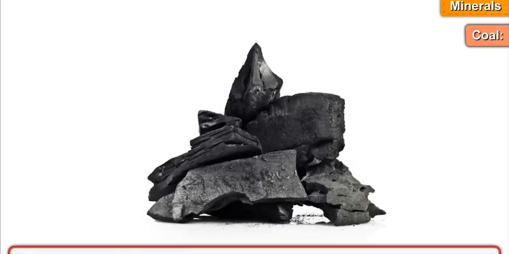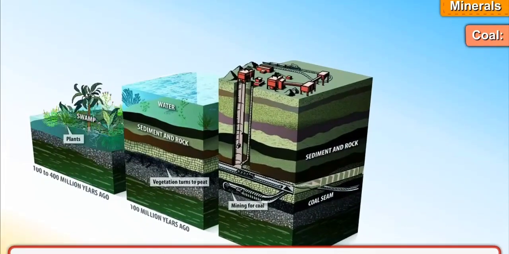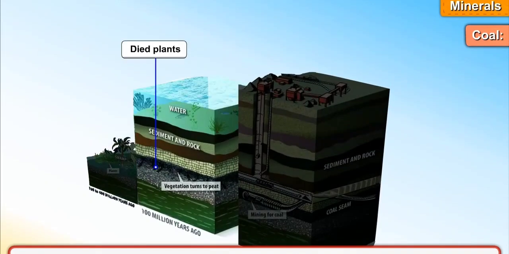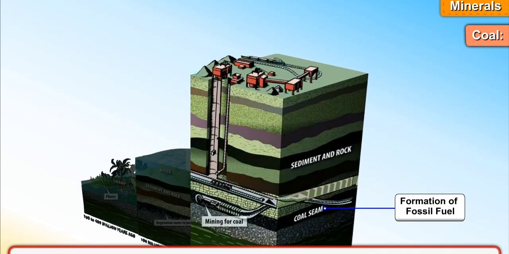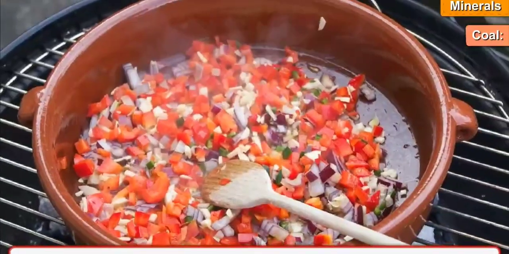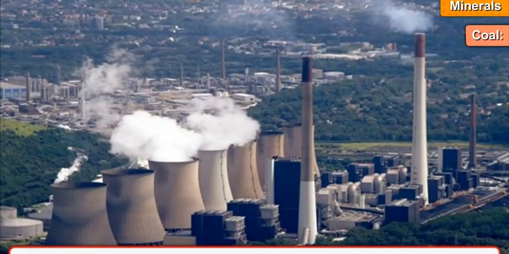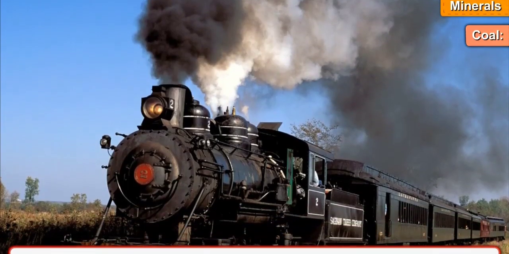Coal. Coal is a kind of sedimentary rock. Millions of years ago, the earth was covered with thick, swampy forests. When plants died, they fell into the swamps and got buried down. Due to high temperature and pressure, these plants get converted into coal. Coal is used as a fuel for cooking, for producing electricity, and in steam engines.